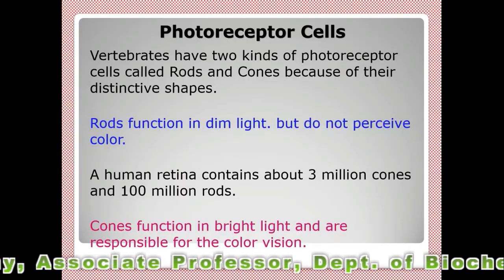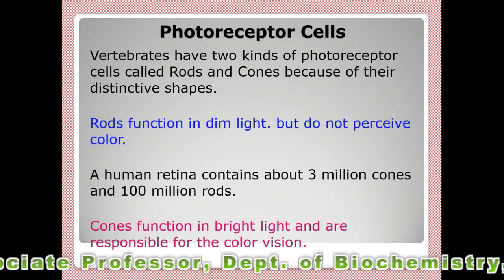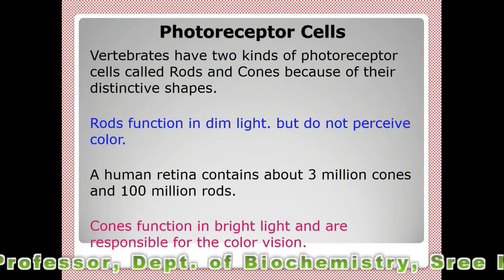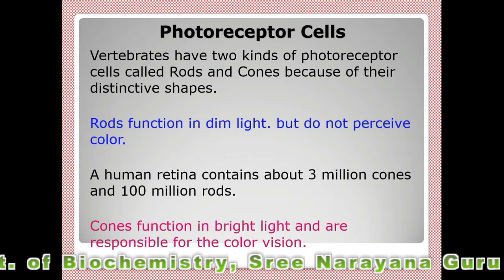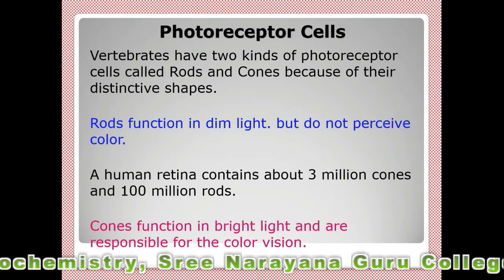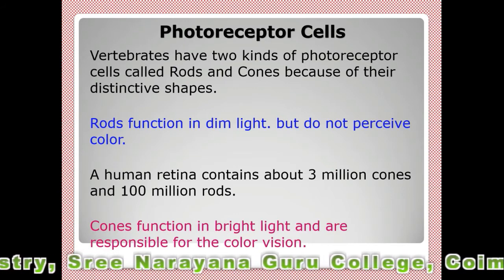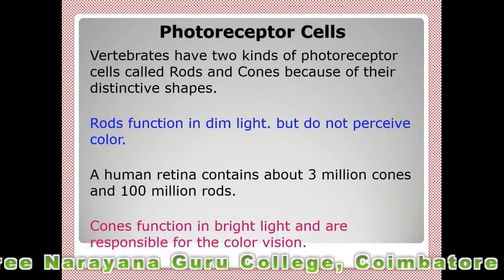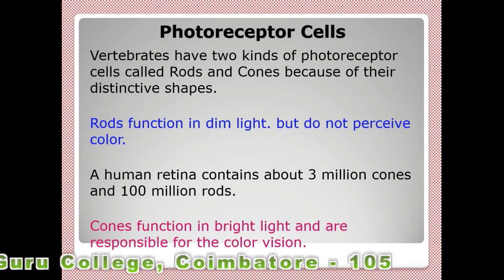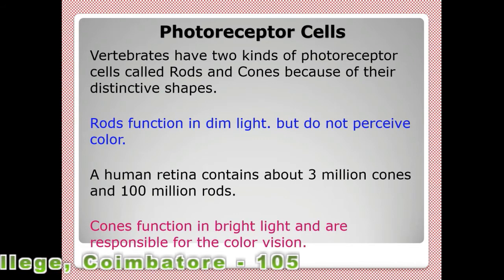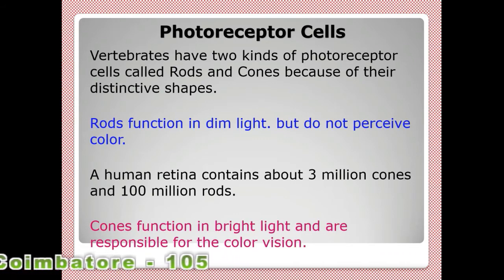So we have photoreceptor cells. We know that in vertebrates, two types of photoreceptor cells are present. One is called rod cells, the other one is called cone cells, because they have a rod-like and cone-like shape. So that is why they are called rod and cone cells. Rod cells function even in dim light, but they do not perceive any color. So color vision is not possible for rod cells.